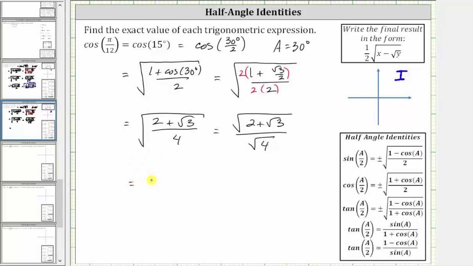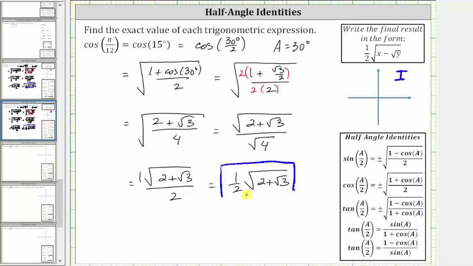and the square root of 4 is equal to 2. This simplifies to the square root of 2 plus square root 3 divided by 2, which if we want, we can think of having a 1 here and write this as 1/2 times the square root of the quantity 2 plus square root 3. And this is the form requested in the homework. So this is the exact value of cosine 15 degrees, or cosine pi divided by 12 radians.